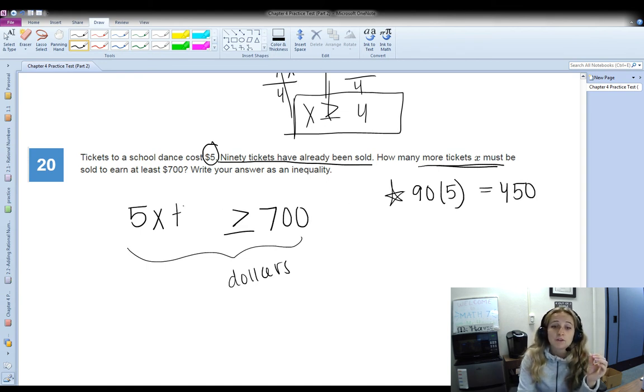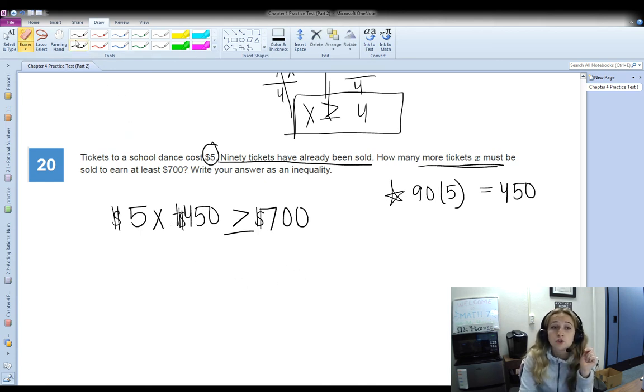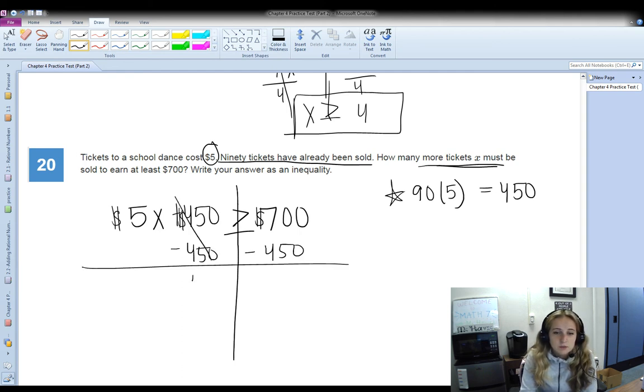Now we add $450 to this because this is in terms of money. So we need to make at least $700, okay? We've already made $450, and then now we're going to solve for x to see how many more tickets we have to sell in order to make our quota. So let's solve this two-step equation. We are going to subtract $450 from both sides. These are going to cancel. We're going to be left with 5x is greater than or equal to $250.